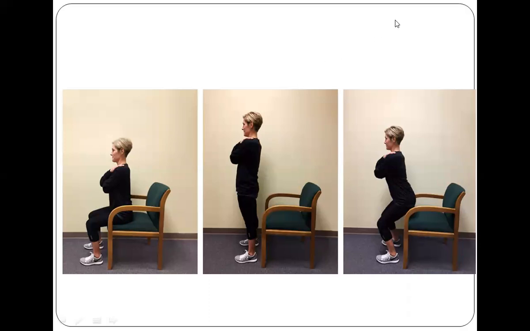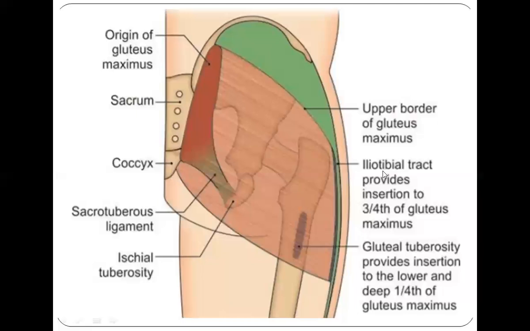So gluteus maximus is a powerful muscle. You saw it is a bulky muscle, so it helps in these actions. Good. And also, I told you that gluteus maximus is inserted into the iliotibial tract. So through the iliotibial tract, it has an additional action, which is to stabilize the knee joint in standing position.